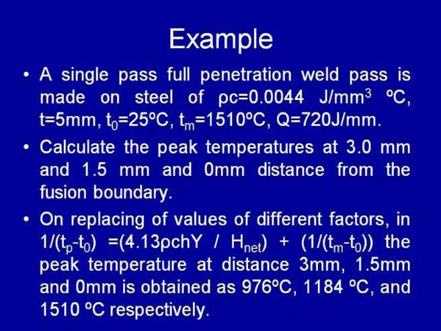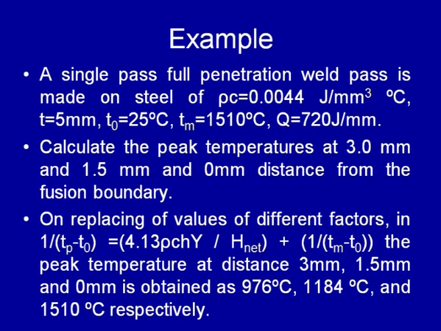So, on placing the values of these various factors in this equation of the peak temperature, at a distance of 3 mm it is found to be 976. At 1.5 mm distance from the fusion boundary, it is 1184 degree centigrade, and at the fusion boundary it becomes equal to 1510 degree centigrade. So, this suggests that on approaching the fusion boundary, away from the base material, the peak temperature increases gradually, and it becomes equal to the melting point at the fusion boundary.